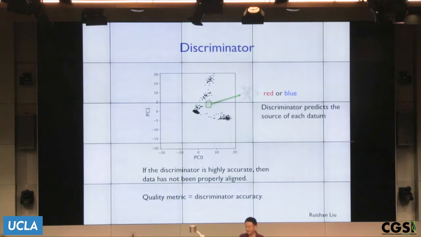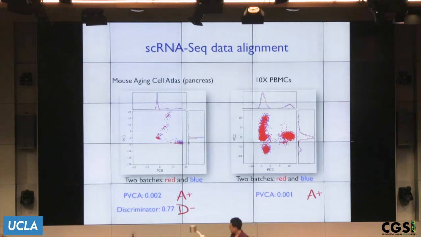So for the first data set, this is the classifier's, the discriminator's accuracy. The data is balanced, and about 80% of the time, the classifier can classify correctly which batch a cell comes from.